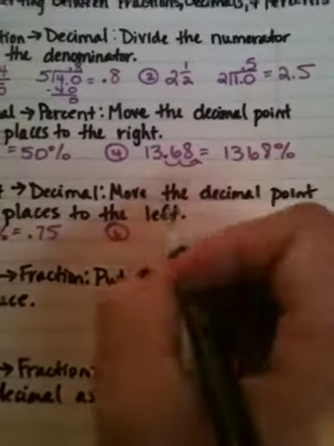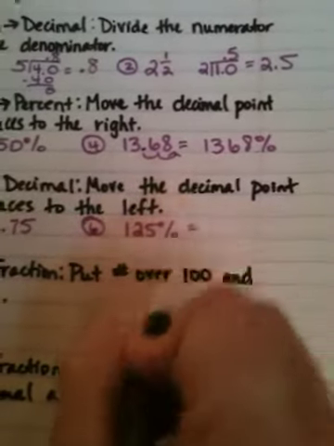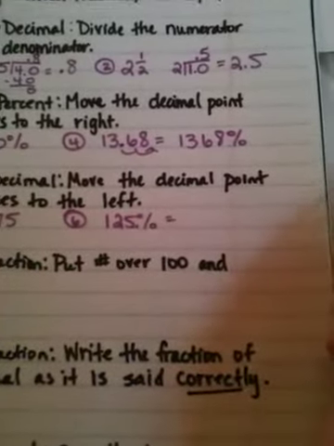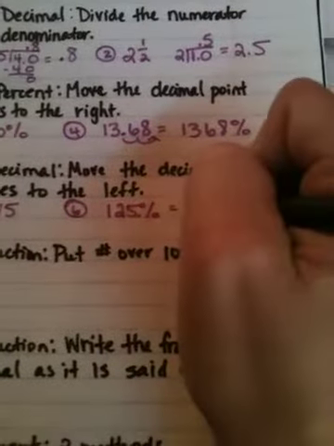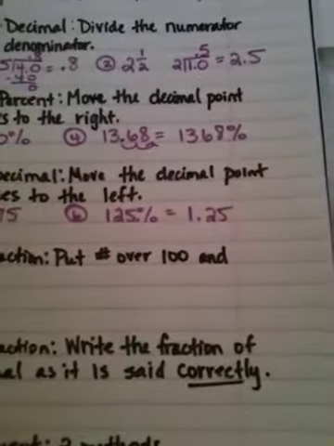Now let's say I have 125%. Once again, my decimal is behind the 5. So I move it 2 places to the left to create 1 whole and 25 hundredths.